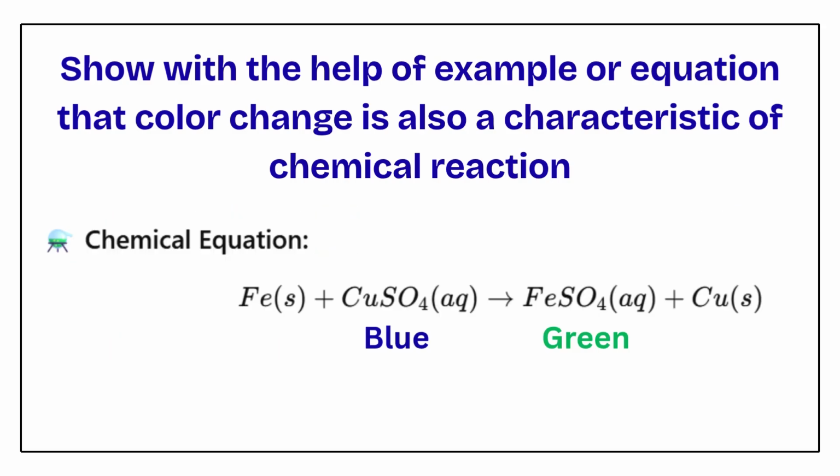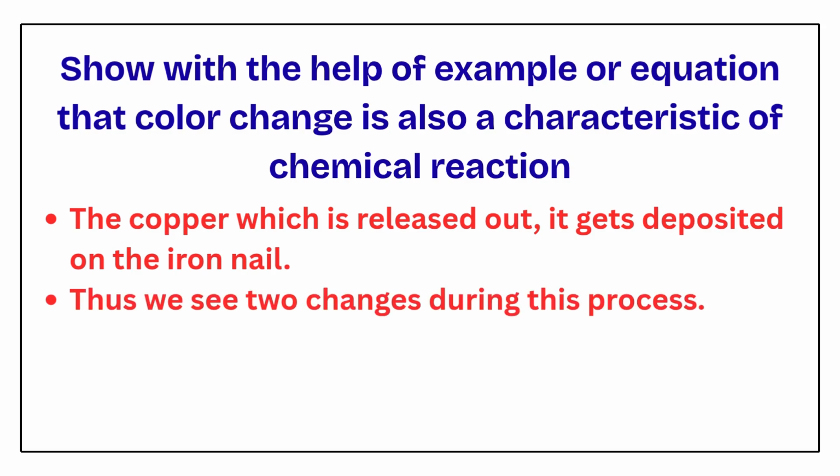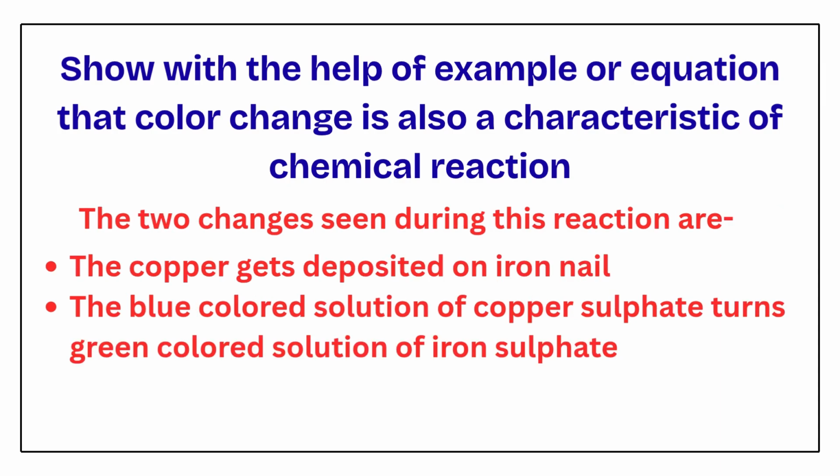If we support our answer with the equation, we will see that CuSO4, which is copper sulfate, when reacts with iron, which is Fe, then iron sulfate is formed, which is a green color solution, and the copper which is released out gets deposited on the iron nails. Thus, we see two changes during this process. Number one, the copper gets deposited on iron, and number two, the blue colored solution of copper sulfate becomes green colored solution of iron sulfate.